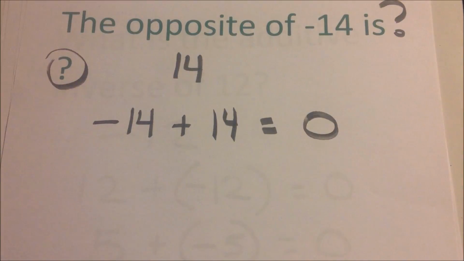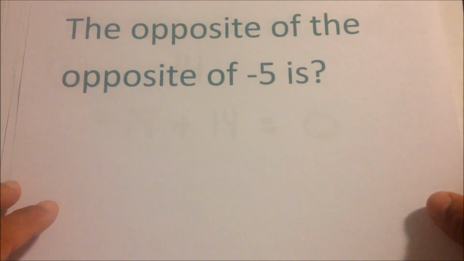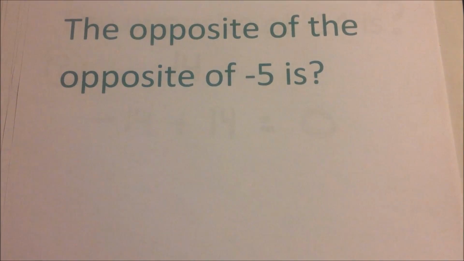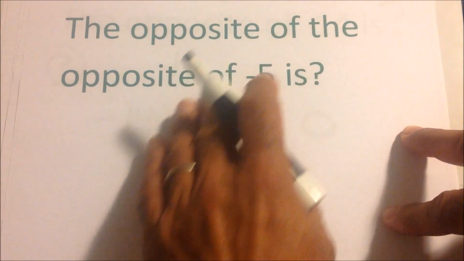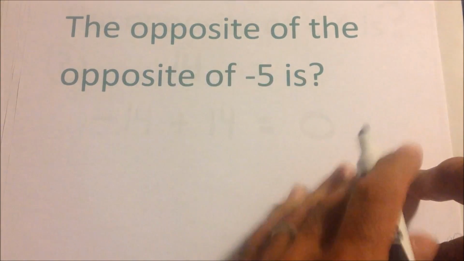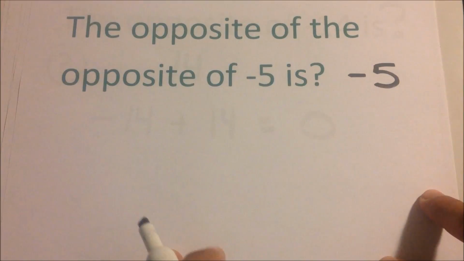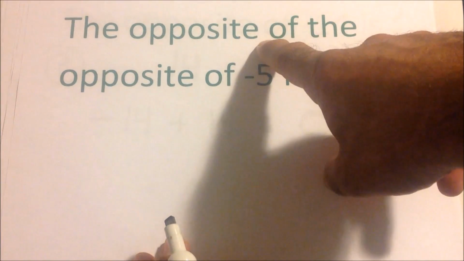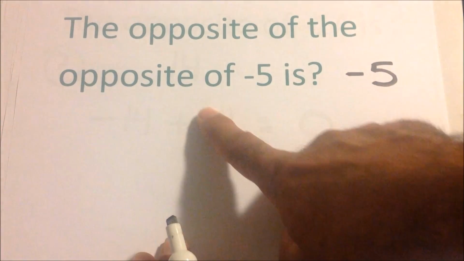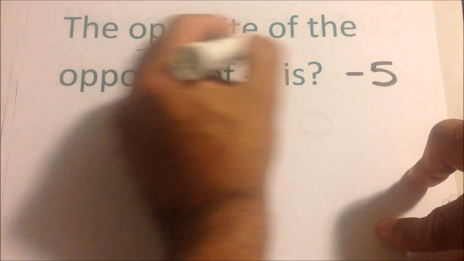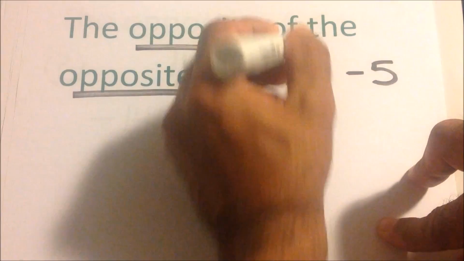Now this could appear on a state test. It's a tricky question. We actually did some in 6th grade. If I just said, what is the opposite of negative 5? You would say 5. But the opposite of the opposite of negative 5 is negative 5. It's the same number. So you have to think about that for a minute. You're saying, what is the opposite of the opposite? Here's the words. You just have to think about it, right?